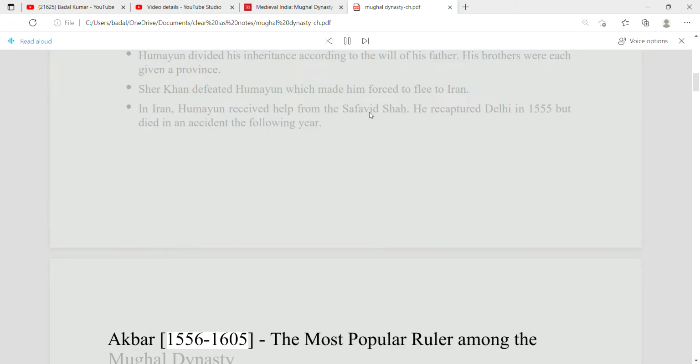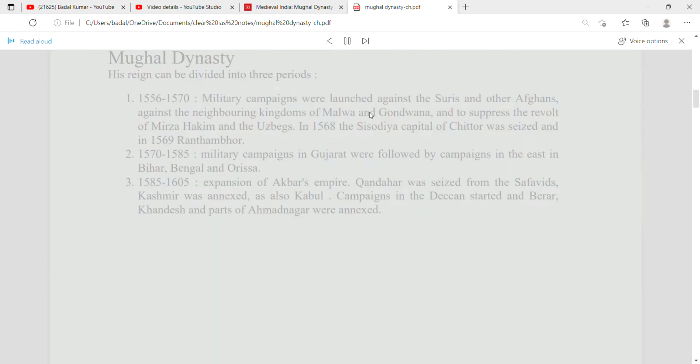Akbar, 1556–1605, the most popular ruler among the Mughal dynasty. His reign can be divided into three periods. One, 1556–1570: military campaigns were launched against the Suris and other Afghans, against the neighboring kingdoms of Malwa and Gondwana, and to suppress the revolt of Mirza Hakim and the Uzbeks. In 1568 the Sisodia capital of Chittor was seized, and in 1569 Ranthambore.